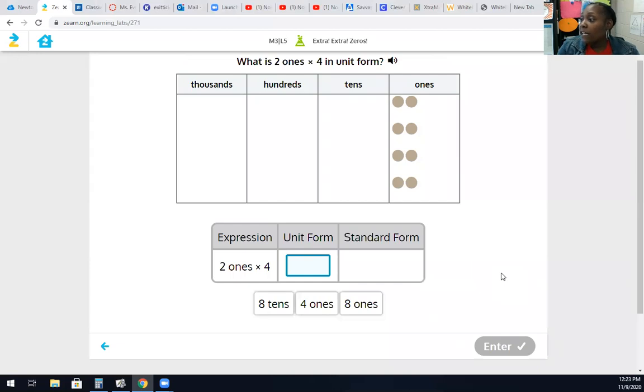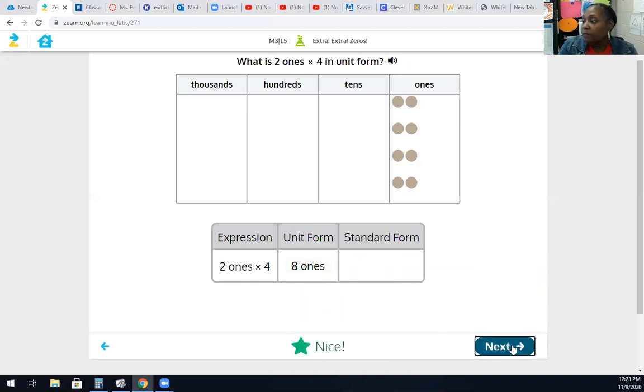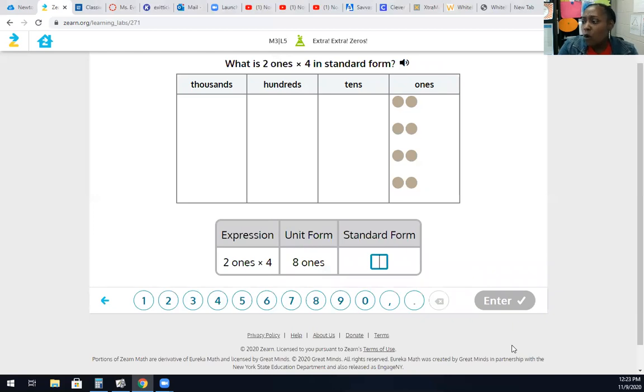Okay, now what is 2 ones times 4 in unit form? So it says I need to put 2 ones times 4. How many ones do I have? When it says unit, it wants to know what place value I put it in. I put it in 8 ones, right? But what's my standard form? Or are they asking me to do that yet? Maybe not. We're just going to enter that. Not yet. What's the standard form? What is that number? 2, 4, 6, 8. That number is 8.